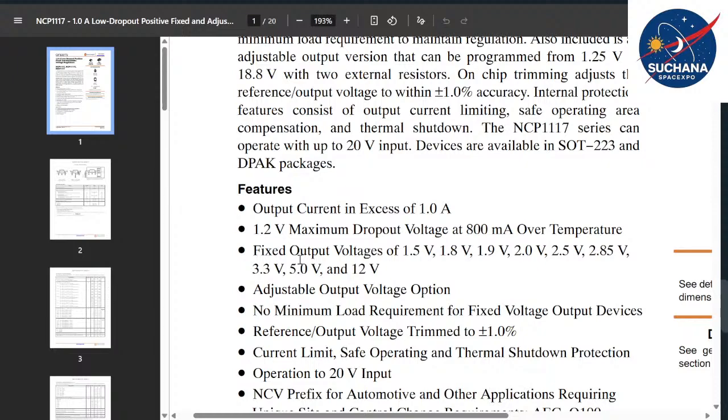So in Pi 0, you can find 3.3 volt, whereas in Arduino Uno, it uses NCP 1117 5.0, where the output voltage is 5 volt. So in Pi 1B, B plus, 0 and 0W, we can find NCP 1117 3.3, meaning the output voltage of the IC is 3.3 volt. But coming to the Arduino Uno, the fixed output voltage is 5 volt.